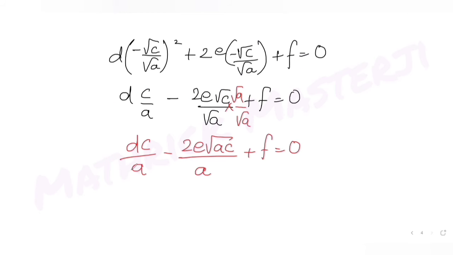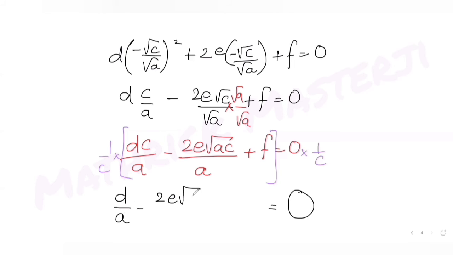So with d, I only need a, I don't need c. So I'll divide throughout by c. So I'm dividing throughout by c here for the entire function. So if I'm dividing on the left hand side, I'm dividing on the right hand side as well. So right hand side still becomes 0 only. Here if you see, you get d over a minus 2e root of ac over ac plus f over c.